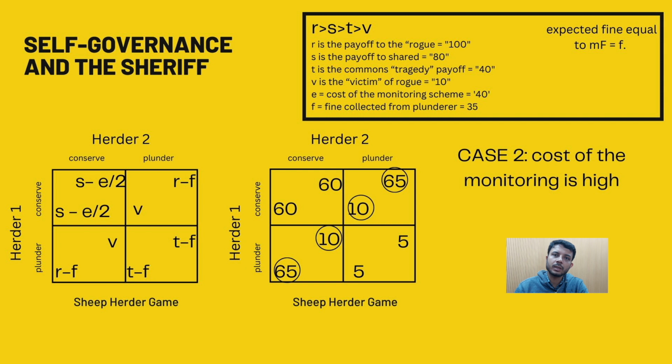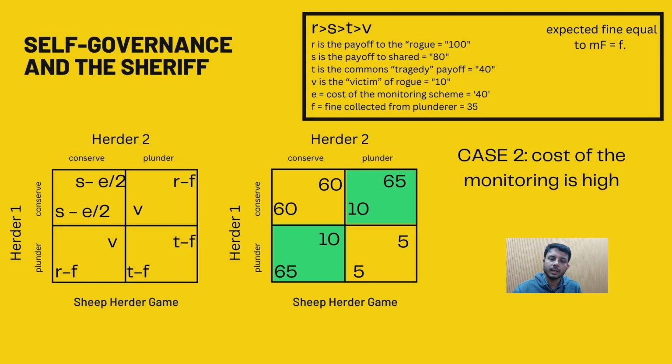Consider the case when a local self-government replaces the strong central government for the monitoring of the common pool resources in the Jailpur village. And let's assume that the cost of monitoring is high enough. Then it will lead to two Nash equilibriums, where one is plundering while the other one is conserving. But this case will not enable us to get freed from the trap of the prisoner's dilemma.